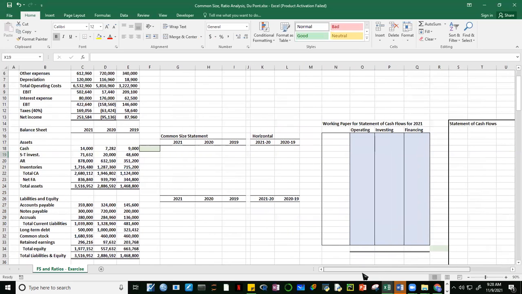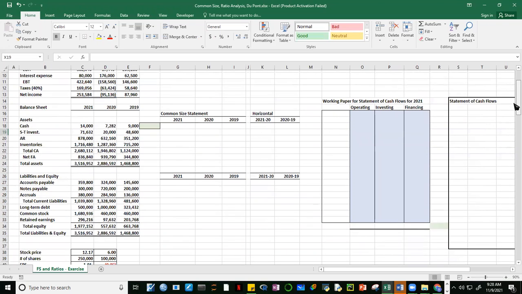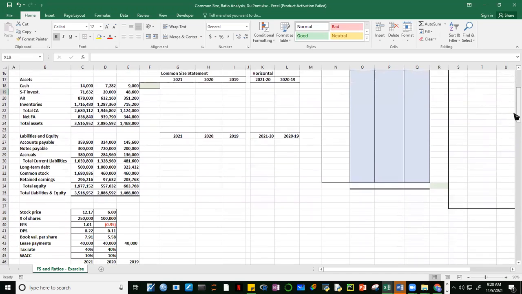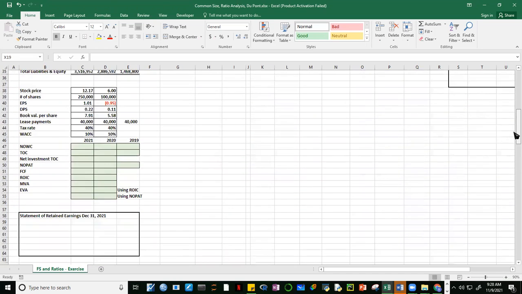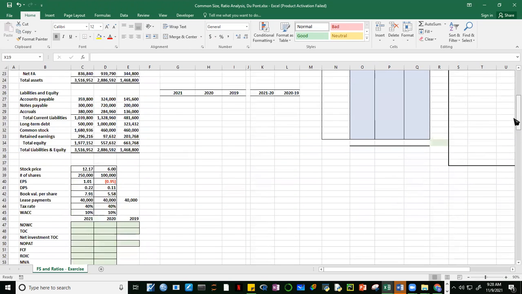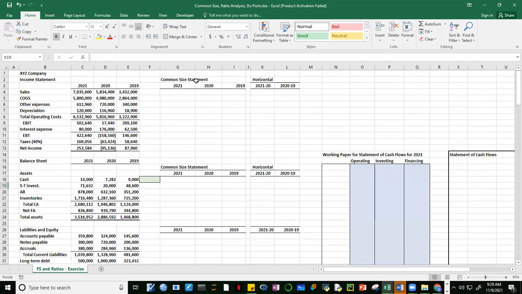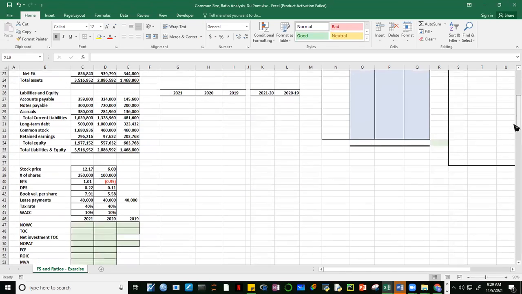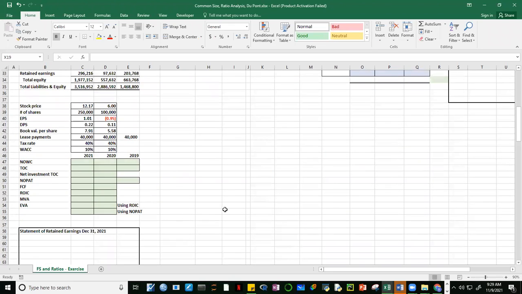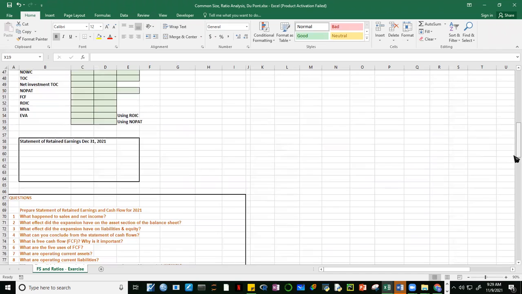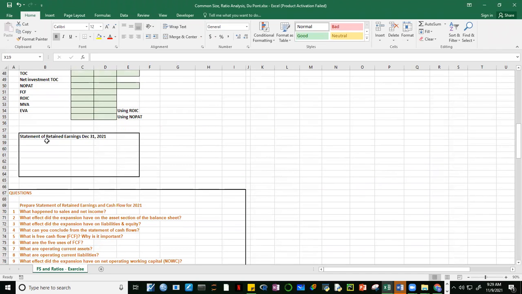If you watch the video that I posted, you'll be able to work on this. In fact, the short quiz that I gave you is based on the creation of the statement of cash flows. Then on top, we're asked to compute the common size statement and the horizontal analysis. Down below, we're asked to compute the measures that we learned last time, the net operating working capital, total operating capital, etc. Then we're asked to construct the statement of retained earnings.